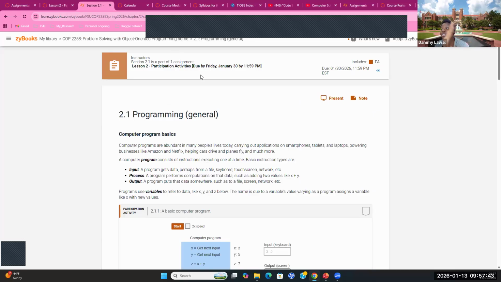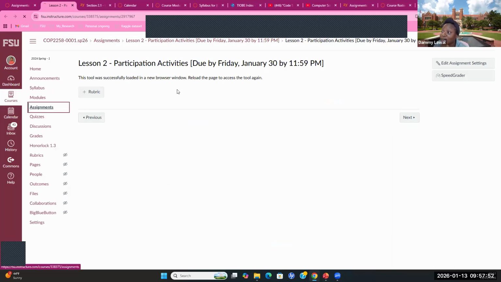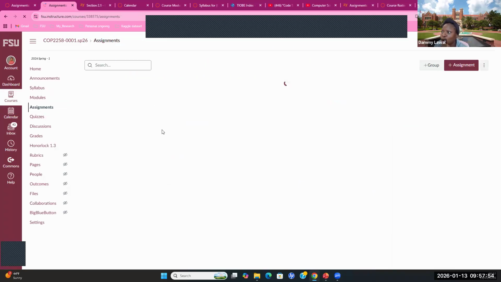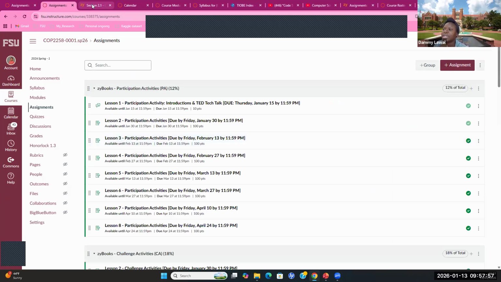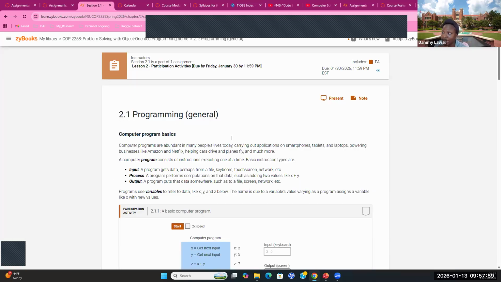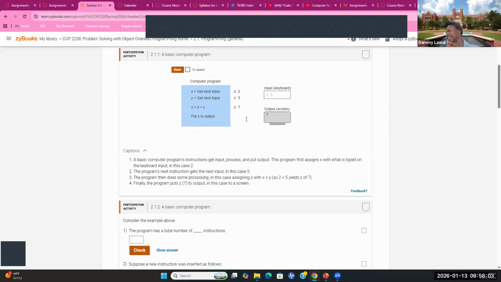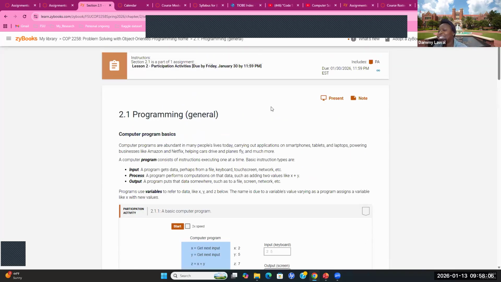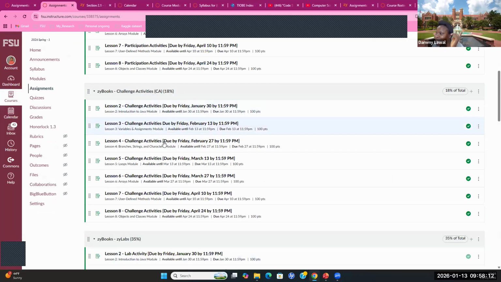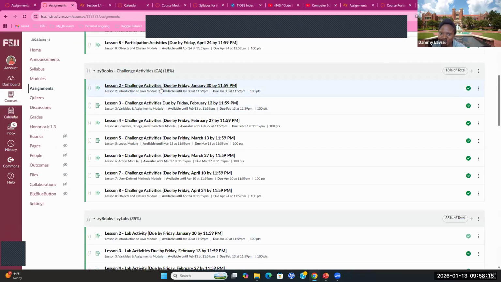So that's why you have to go directly from the Canvas page and not directly on Zybox. So you have to go from your assignment page, each assignment page on Zybox. Please, I want to emphasize another thing. If you're doing participation activity here and you're done with it and you think, oh, good, I can just start my challenge activity, please, you have to go back to Canvas and click on challenge activity too.